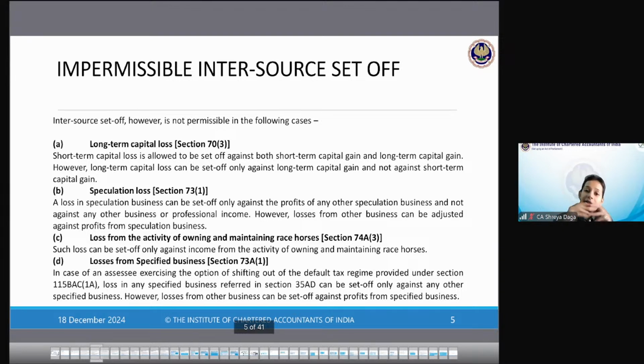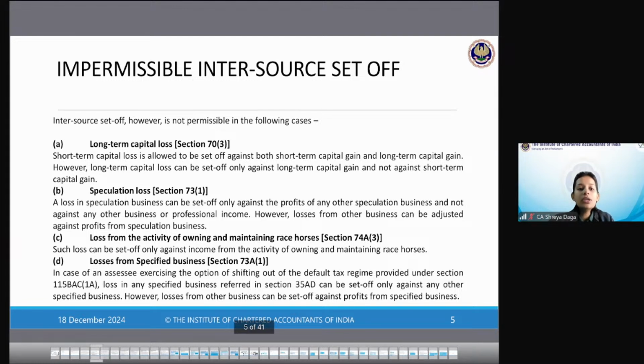So some parents are very orthodox, and the kind of examples we are talking about in this slide are the very orthodox types. मतलब वो same source में they are within the same head of income, but there is a different source within the same head, that also they are not allowing.